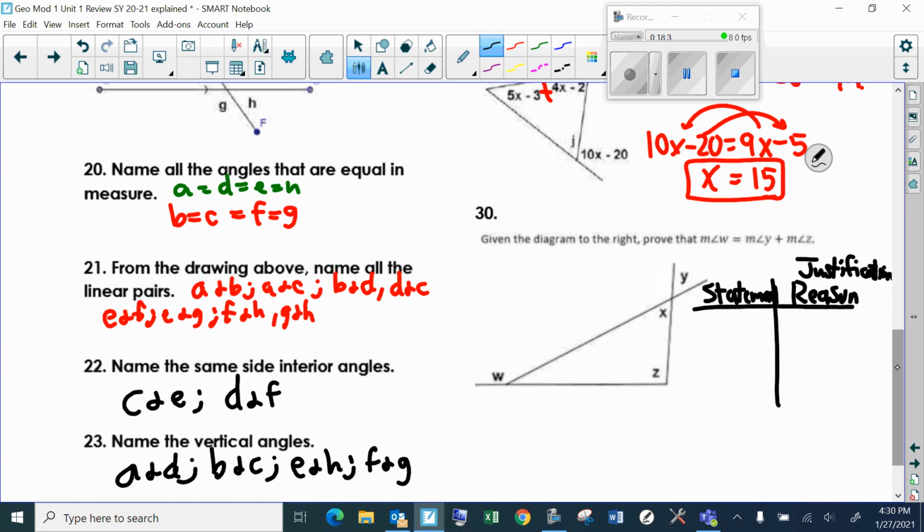Okay. So prove that angle W equals Y plus Z. So this goes back to right now we know measure of angle W equals measure of angle X plus measure of angle Z by what? Exterior angle theorem. Exterior angle equals the sum of two remote interior angles. So exterior angle theorem.